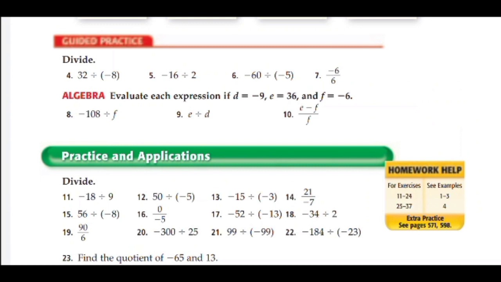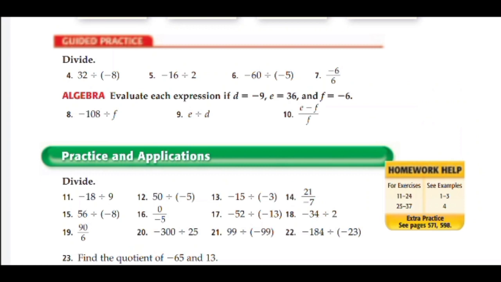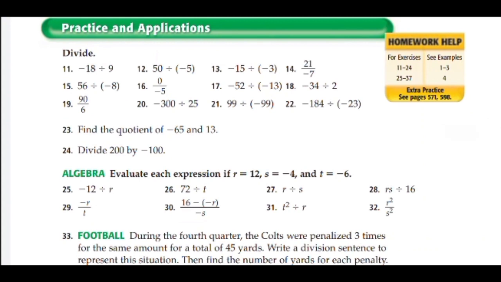20 minus 30 minus 300, 21, 99 minus 99, 22 minus 184, 23, find the quotient of minus 16, 65 and 13, 24, 200 divided by minus 100.